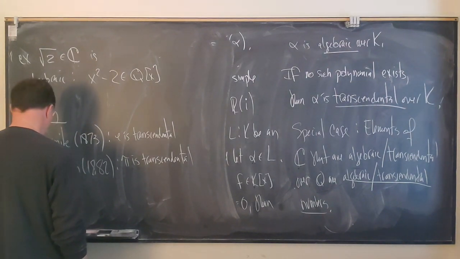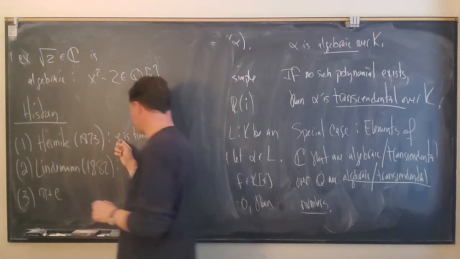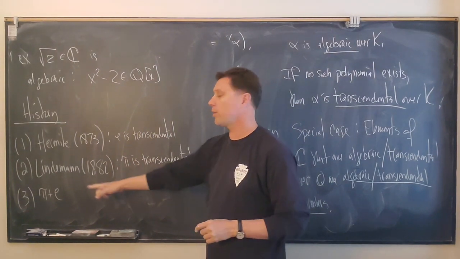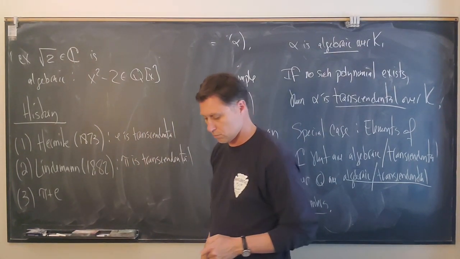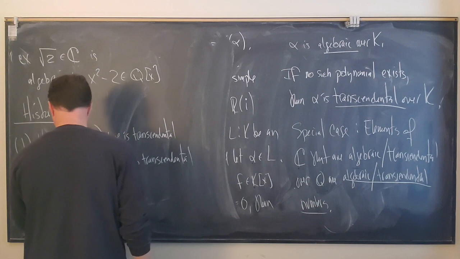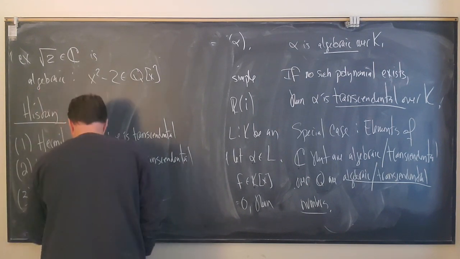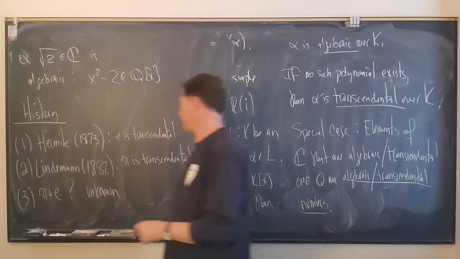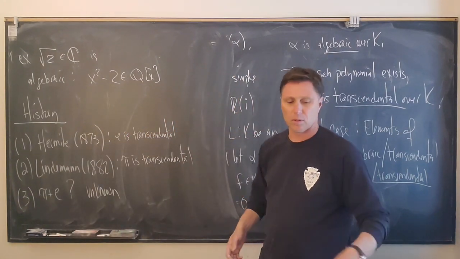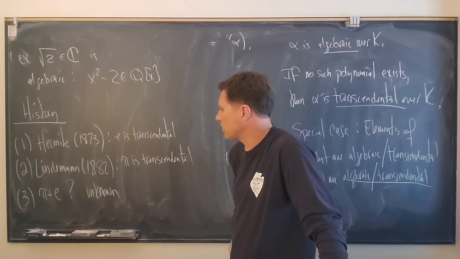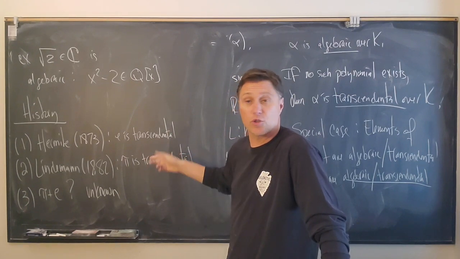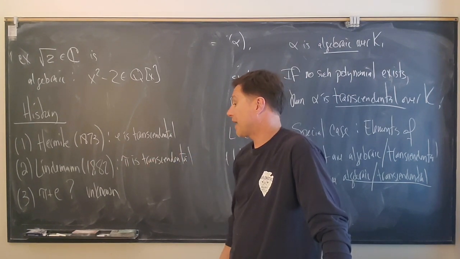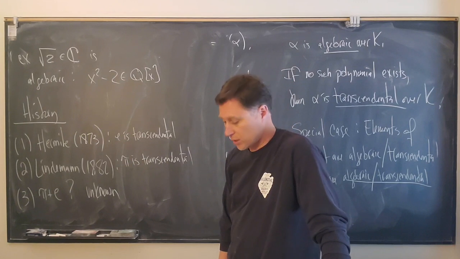Okay, so we know that e is transcendental, pi is transcendental. What about the sum? Transcendental, algebraic, unknown. It seems like a reasonable question, right? Something to explore, but it's unknown. The sum of these two transcendental numbers is not known. It's not known whether it's transcendental or algebraic.